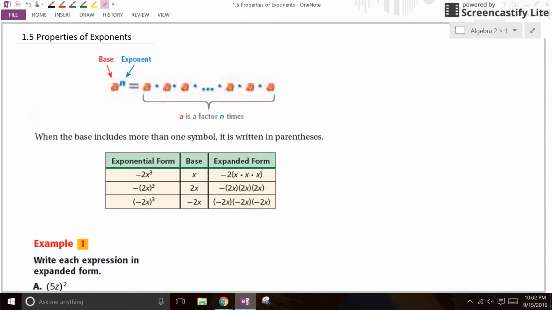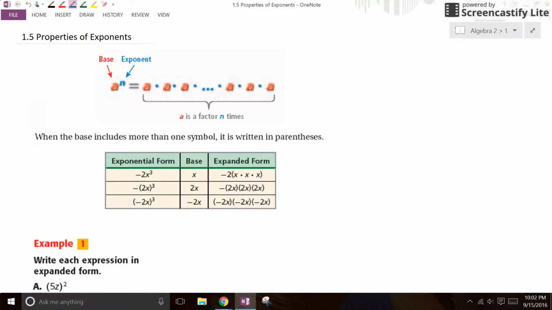Now, exponents are fun, but they're tricky, so be careful. You've been working with them since 6th grade, and they can still sneak up, and that's why we talk about them. So let's see what we got.